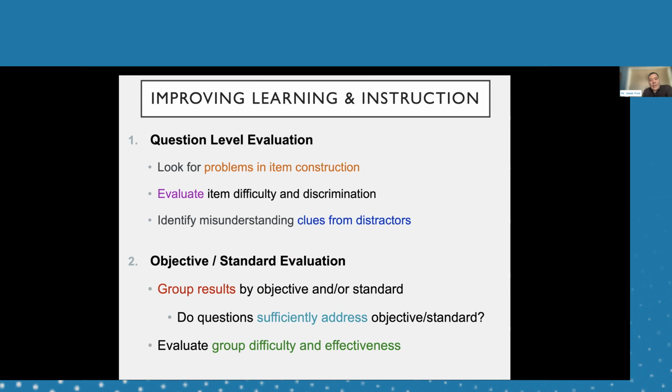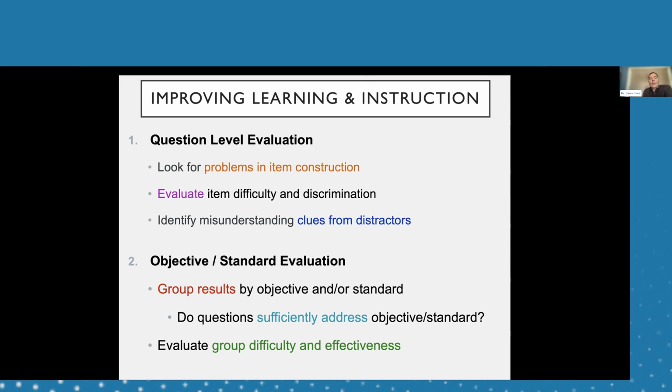And then a second level I look at is, in many of my courses, of course, I have learning objectives. They might be per lesson or for a unit. I look at all the questions that address a particular objective. Some of my classes meet standards in the field of psychology, or maybe university standards in terms of general education. So I'll group the results of questions by objective and/or standard.